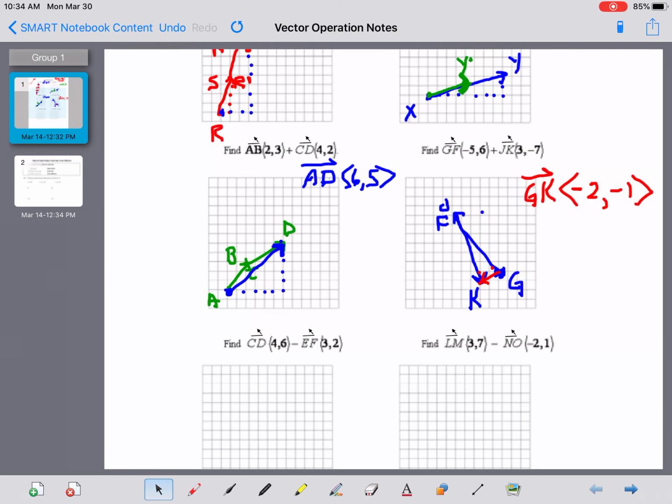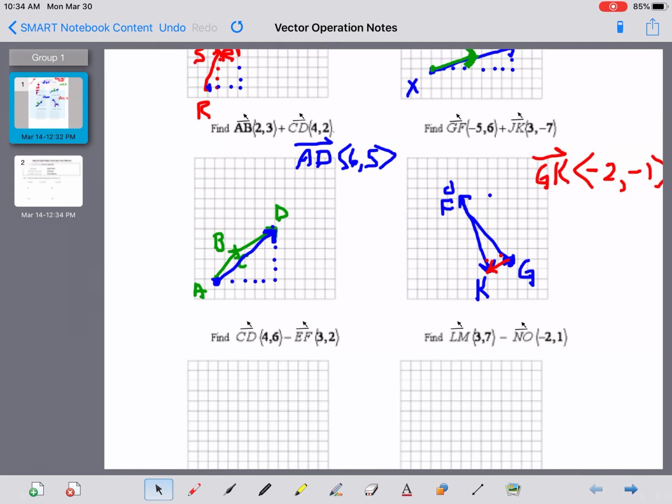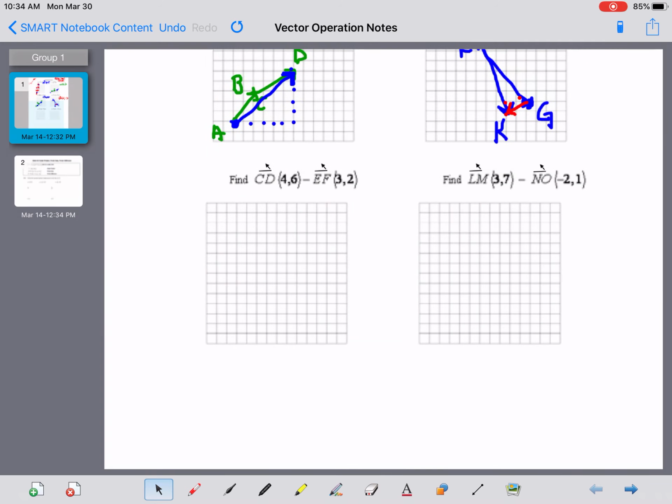Let's go ahead and try some subtraction here to end this. By the way, there were others. We're not going to graph all of these, but I just want you to have a visual so you know how to do some of these. All right, so on this first one, I have CD, which is 4, 6, and I'm going to subtract EF, which is 3, 2. So once again, I'm going to just find a corner to start in.